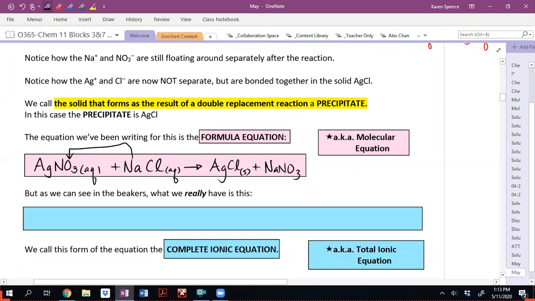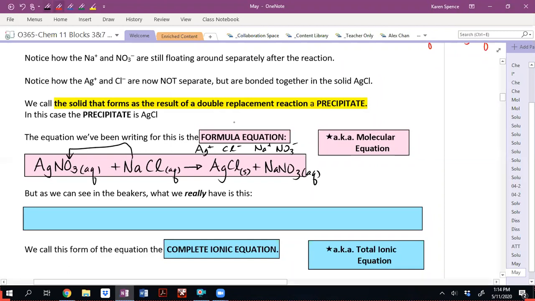And this particular one was really easy because everybody had a +1 charge or a -1 charge: Ag plus, Cl minus, Na plus, NO3 minus. So we didn't have to worry too much about writing our formulas. We will in later questions. Okay, and that's aqueous. So this is called the formula equation.